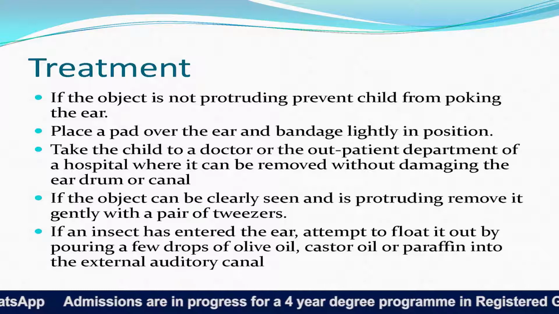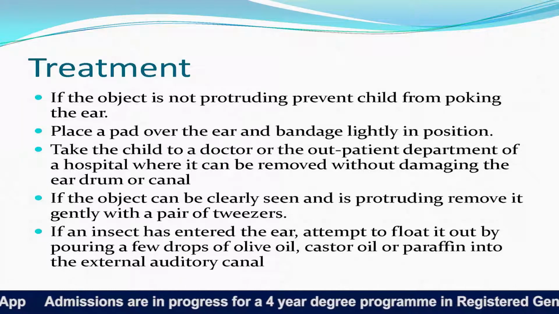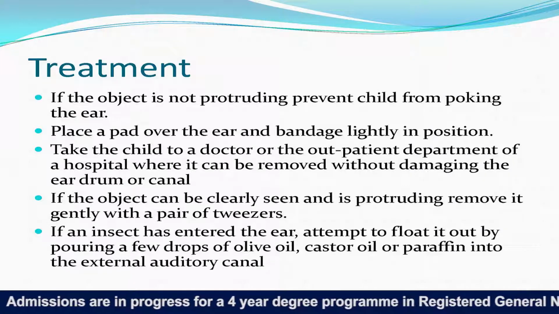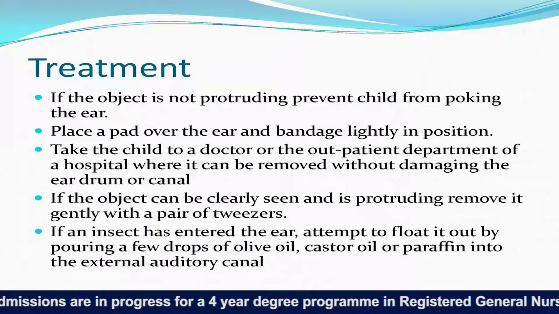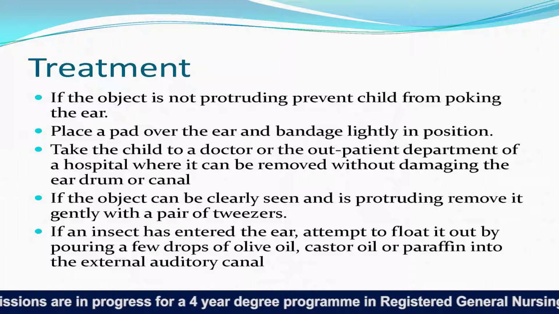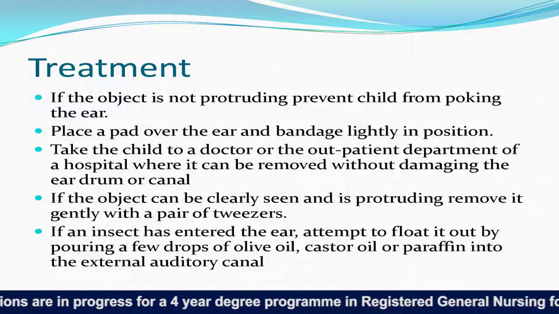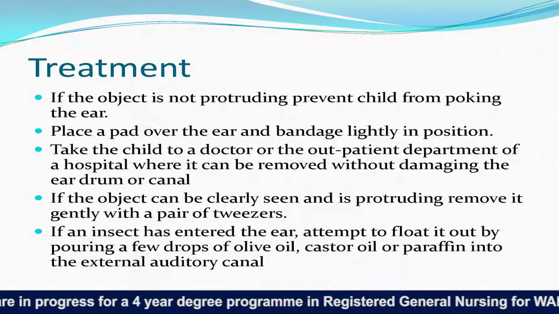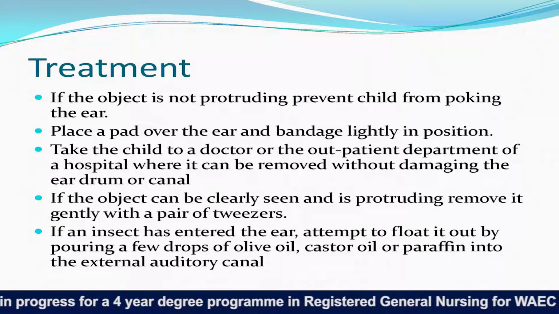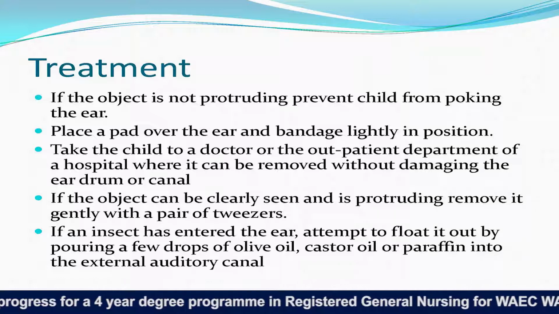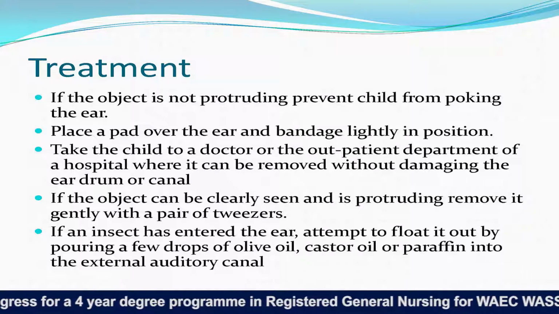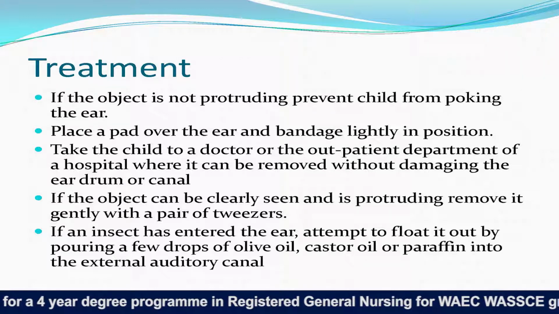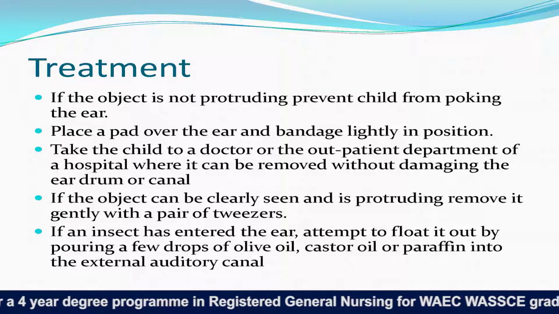Place a pad over the ear and bandage lightly in position. So if you don't want the child to put their hand inside the ear, you cover it with cotton and bandage it lightly so that it will prevent them from taking their hand there. Take the child to a doctor or an outpatient department of a hospital for it to be removed. If the object can be clearly seen and is protruding, remove it gently with a pair of tweezers. So if it can be visibly seen, then you can remove it with tweezers. If you have a pair of tweezers, you can, or if you don't have, you can improvise.